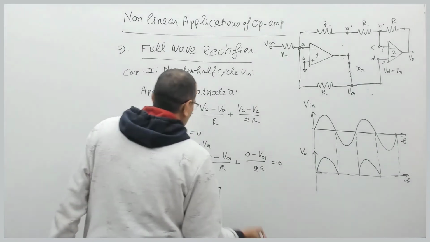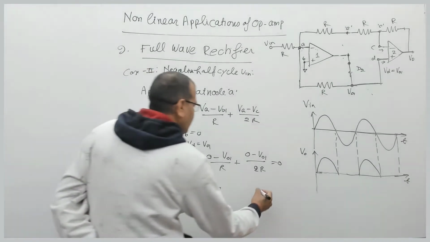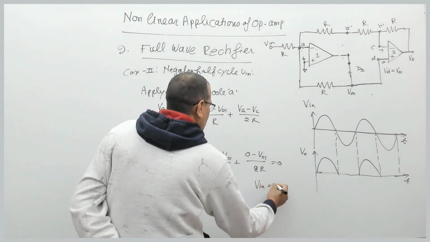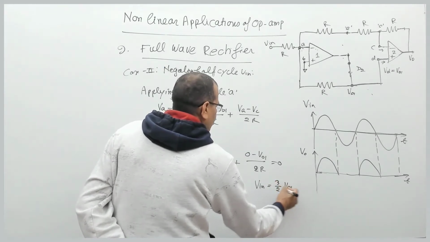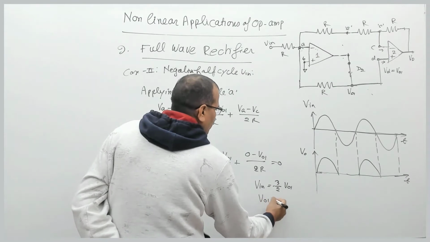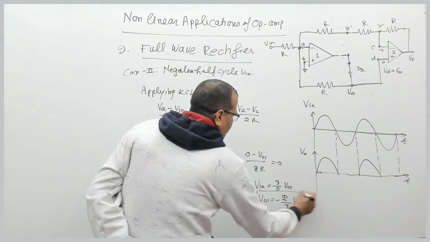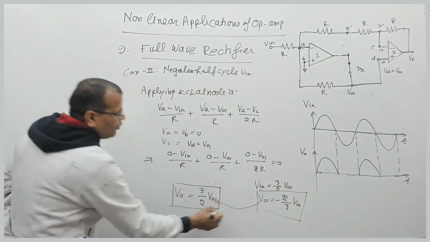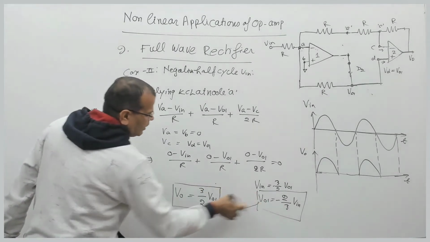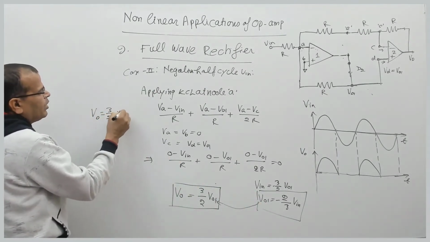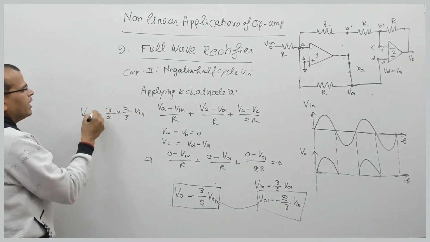So now what do we get? We get V01 in terms of Vin, or this gives Vin equal to 3 by 2 V01 with the minus sign, or V01 equal to minus 2 by 3 Vin. So by putting this relationship into this equation, we get V0 equal to, you put V01 like this, 3 by 2 into 2 by 3 input voltage with a minus sign outside.